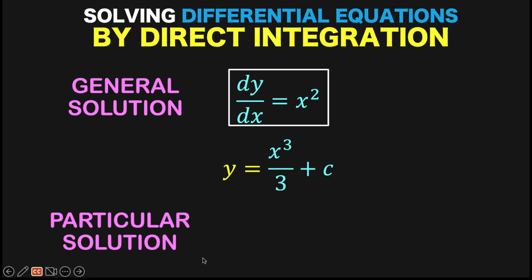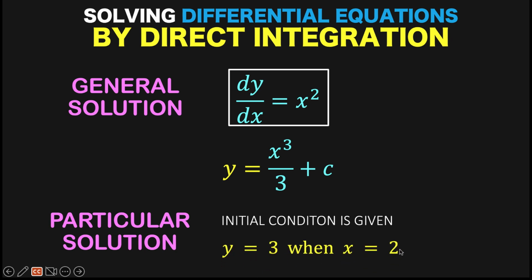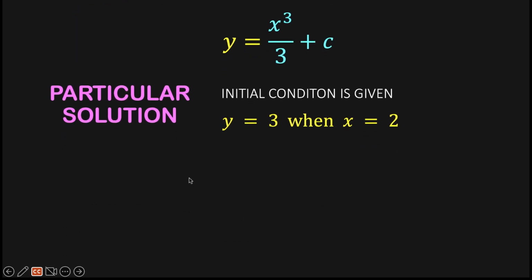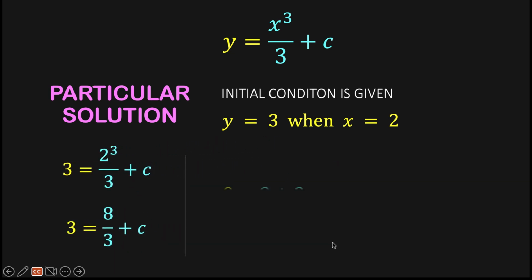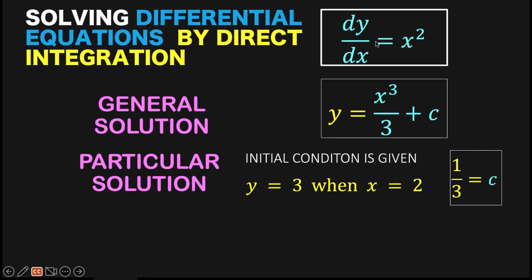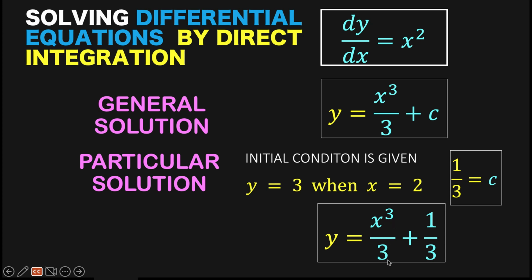Now for the particular solution, if we know the initial condition, let's say y equals 3 when x equals 2, then we can compute the particular solution by substituting y equals 3 and x equals 2 into the general solution, and then solving for c. So we replace y by 3 and x by 2. Solving for c, we multiply both sides of the equation by 3 to arrive at 9 equals 8 plus 3c, and finally c is equal to 1/3. So the particular solution of this differential equation dy over dx equals x squared, with the initial condition y equals 3 when x equals 2, is y equals x cubed over 3 plus 1/3.